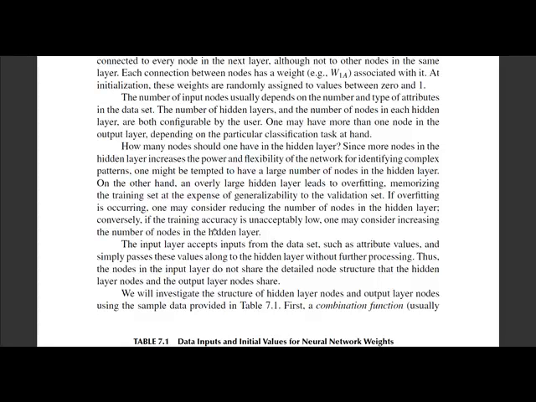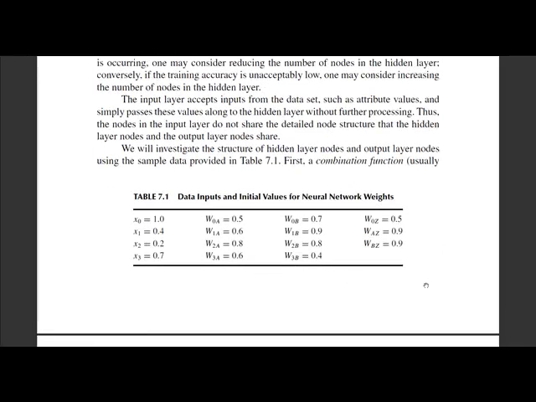We will investigate the structure of hidden layer nodes and the output layer nodes using the simple data provided in table 7.1. So here is the table. So what does that mean? We have x0 equals 1, x1 equals 0.4, x2 equals 0.2, and x3 equals 0.7. Now let me ask you, how many records does this represent, that what I just read? It only represents one record.